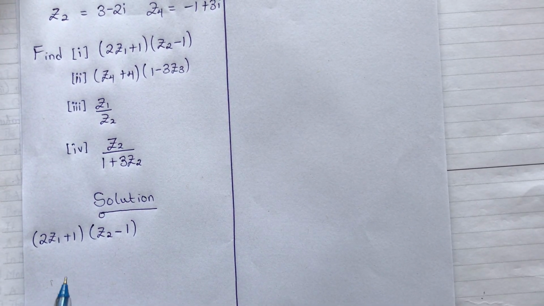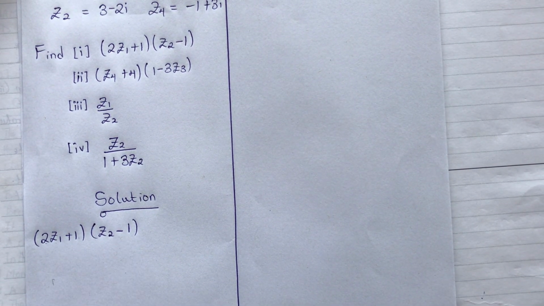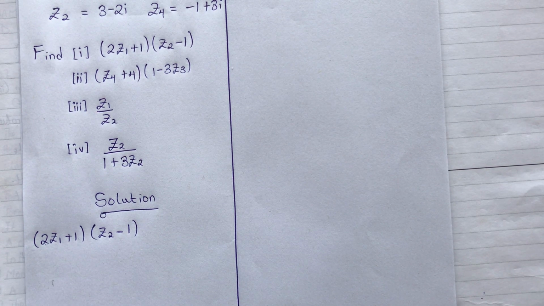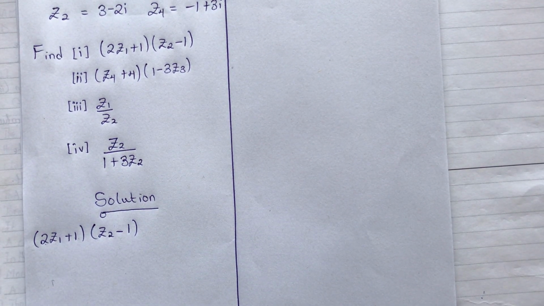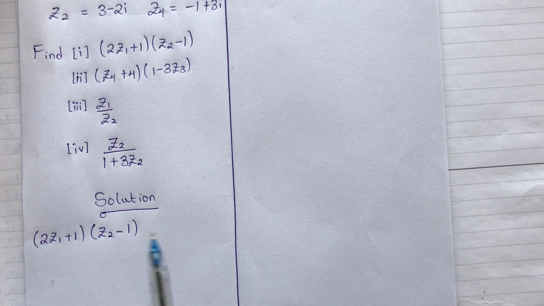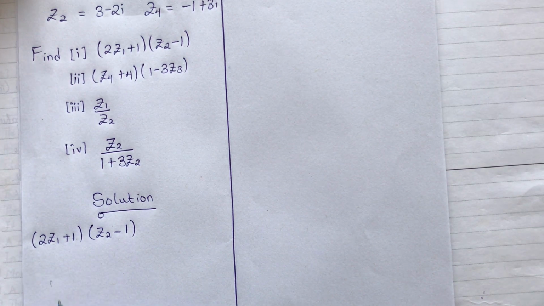So for this one, we do not have a solution for 2z1 plus 1 and z2 minus 1. So you can substitute the value straightforward to complete the calculation to make it very simple, or you can solve the first bracket, solve the second bracket, and multiply them together to generate the final result. So I think let's do it that way, depending on your choice, what you want. I will use the method of solving first and second bracket and then multiply the result together.